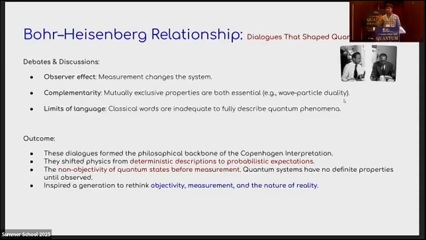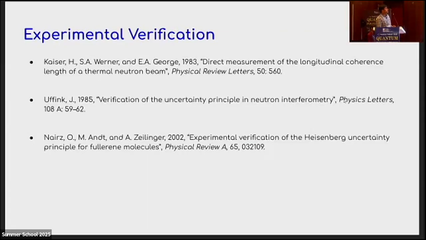Not only Heisenberg and Niels Bohr, many other great minds joined the conversation, and they were debating many things. The primary topics were the observer effect, complementarity, and the limits of language. It is beyond the scope of this presentation to present everything, but the main thing is they went from deterministic description to probabilistic expectations, and also to the non-objectivity of quantum states before measurement. Even after many years we can experimentally verify these limits.